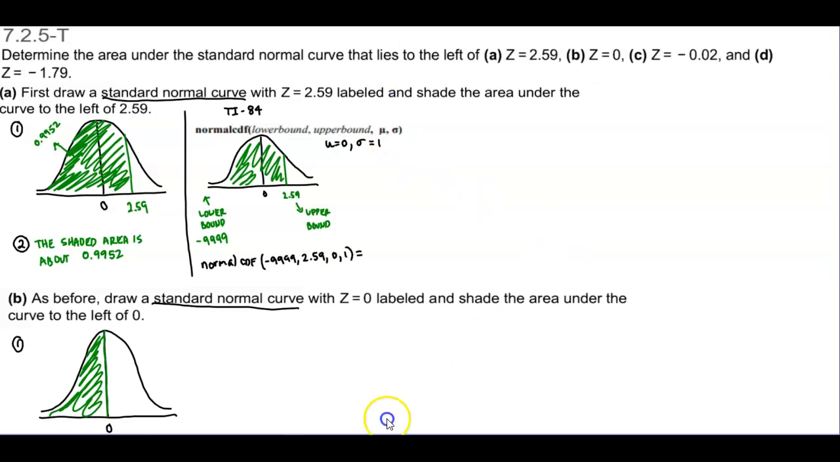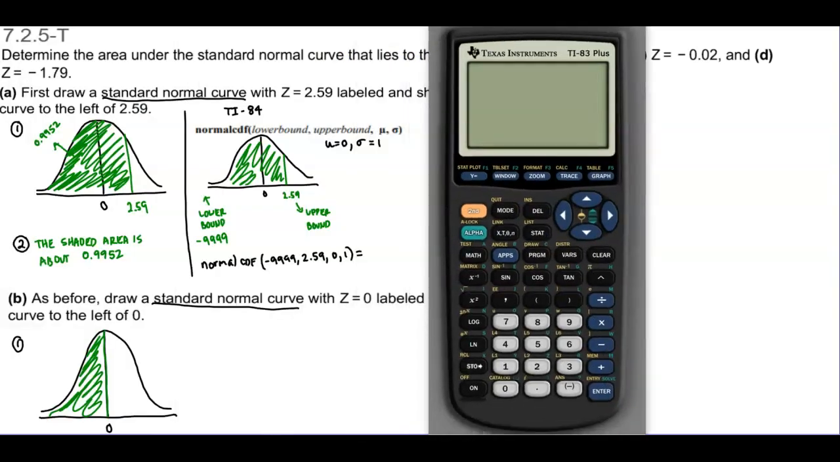So let's go ahead and see what happens there. To get to that function, we're going to hit second and then distribution. And this is PDF, which means exactly, but we're looking for CDF, which is cumulative, because we want to add the entire area in between 2.59 and negative 9999. So we're going to hit enter. We get negative 9999 for the lower bound. The upper bound is 2.59. The mean is 0 and the standard deviation is 1. Close the parentheses. And then we should get our area. So let me go ahead and copy that.